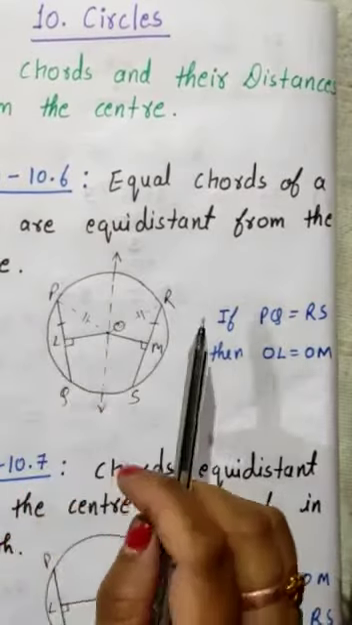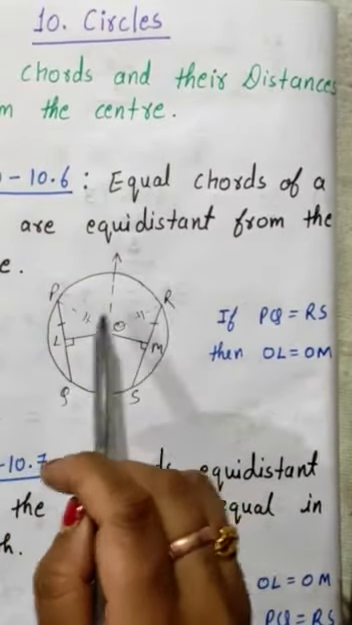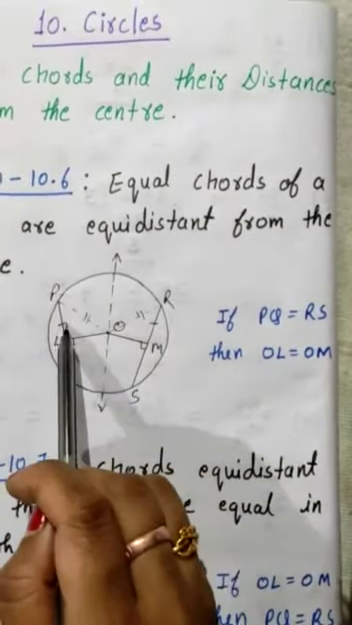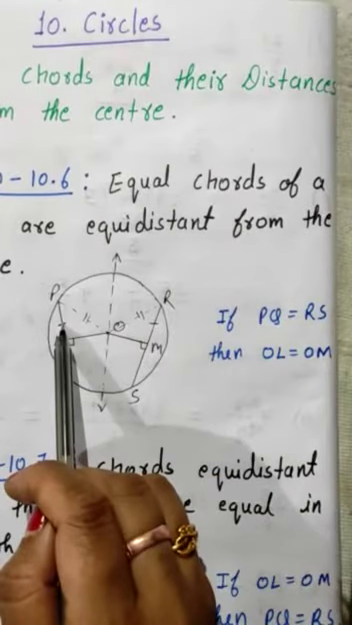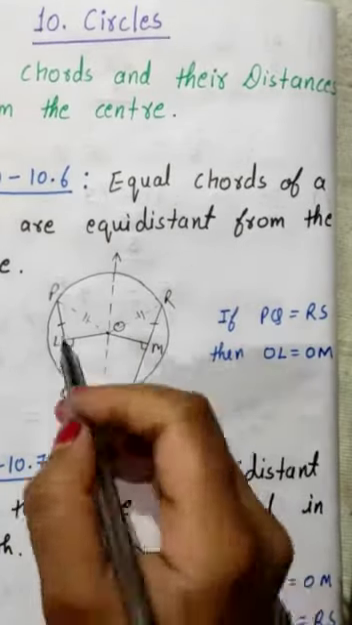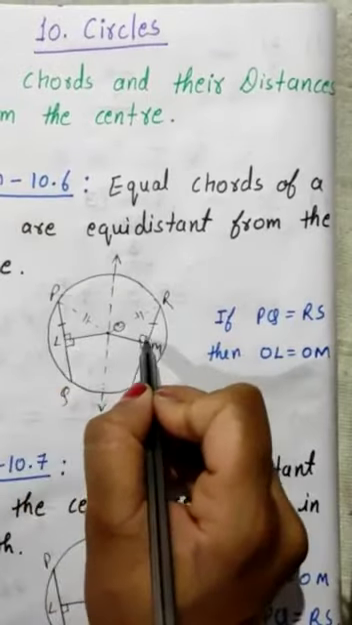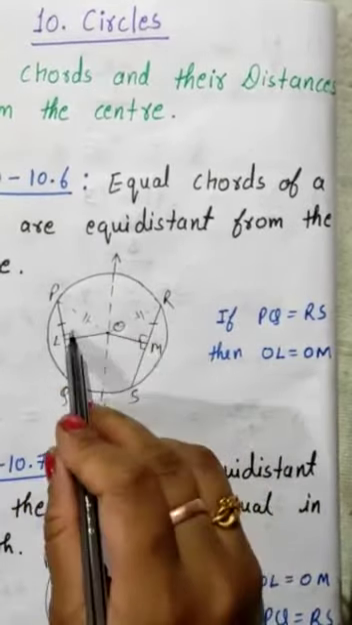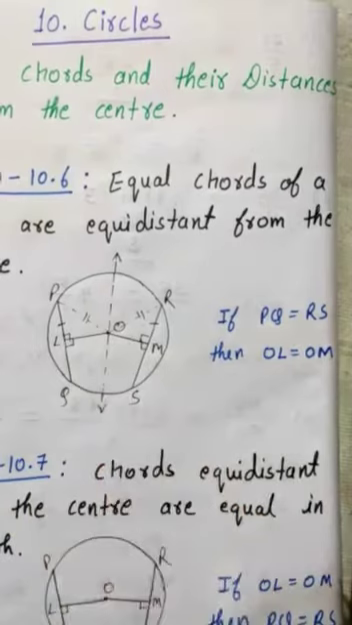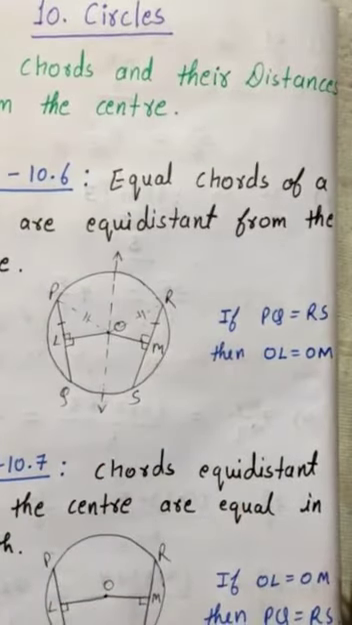And the understanding part I have explained to you. You have to join. Radii of the same circle, chords are equal, so half parts will also be equal. This is 90 degrees. If this is 90, this will be 90. So by RHS, these two triangles are congruent. Then OL is equal to OM by CPCT. So this is theorem 10.6.